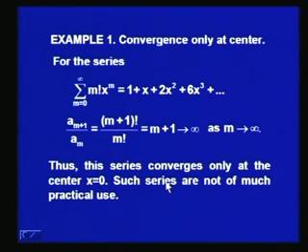Let us study some examples. First, we take an example of the series which converges only at the center. Let us take the series sigma m equal to 0 to infinity m factorial x to the power m. We can write it as 1 plus x plus 2x square plus 6x cube and so on. Let us find the value of a(m+1) over a(m). It is equal to m plus 1, which we can see goes to infinity as m goes to infinity, and therefore, the series converges only at the center, that is x equal to 0. Such series are not of much practical interest.